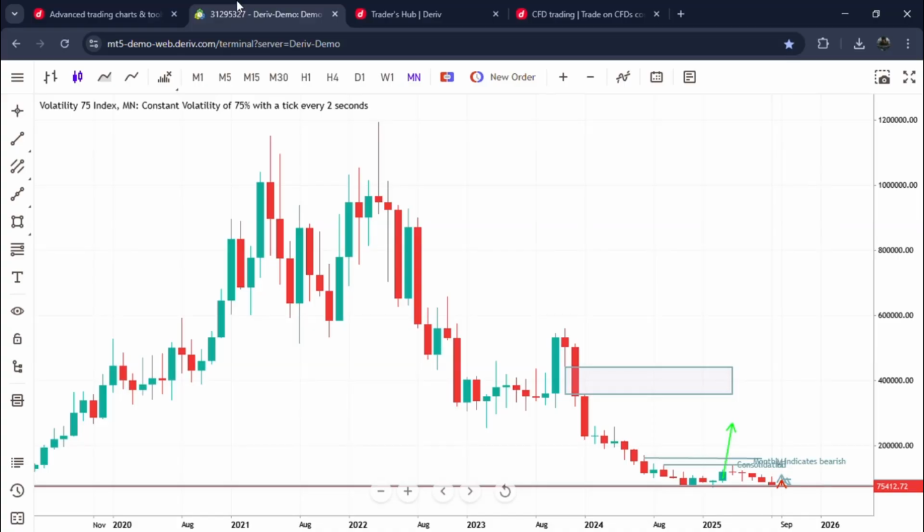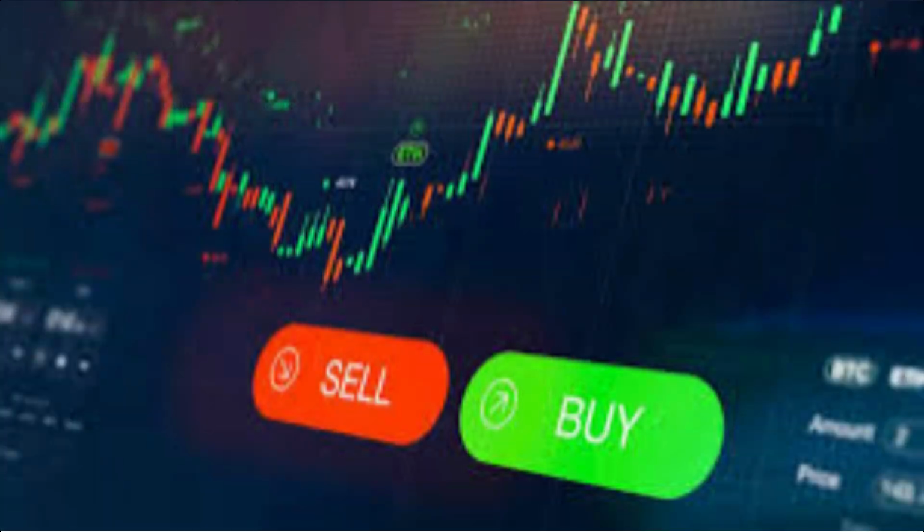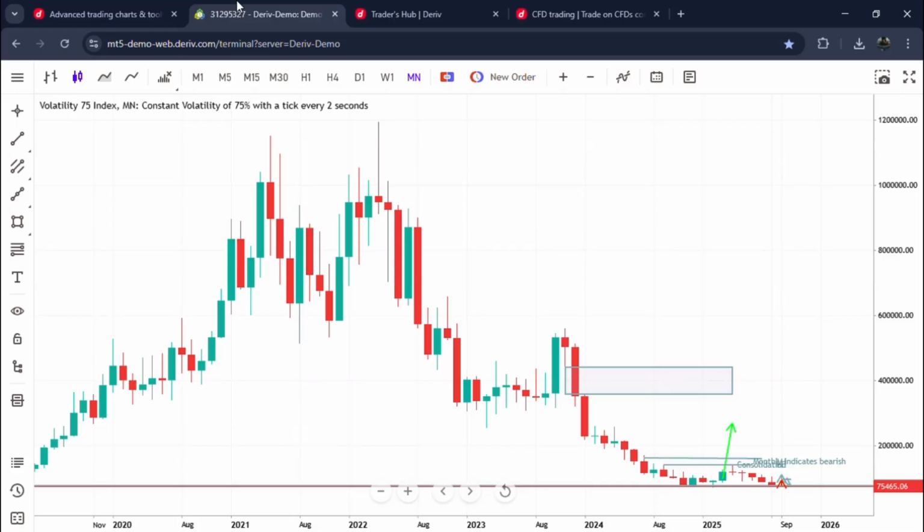So why start with higher timeframes like monthly? This is to help you understand market direction, whether it's bullish or bearish. Remember, you only have two options: you either sell or buy. So you have to understand if the market is bullish or bearish.